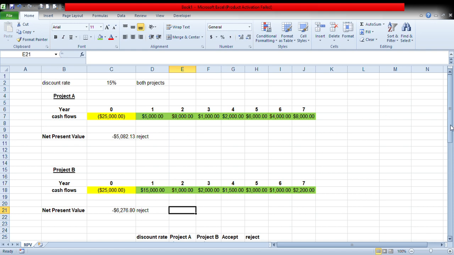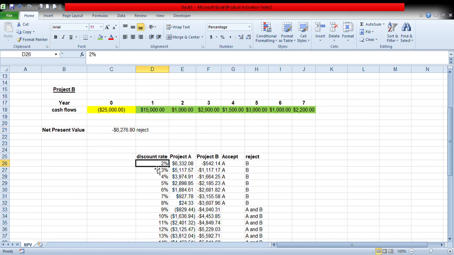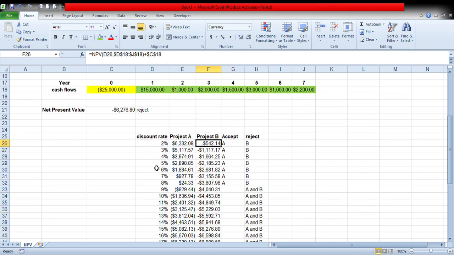Here, if I put the discount rate at 2%, our project A net present value is this. But project B is less than 0. In any case, from discount rate 2 till 17, we have to reject project B. But if I put from 2% till 8%, we can accept our project A.